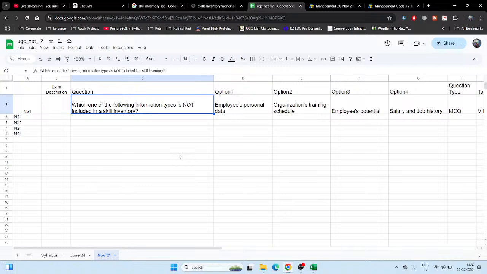Which one of the following information type is not included in skill inventory? Employees' personal data, organization's training schedule, employees' potential, salary, and job history. One thing we can understand is that as it is an HRM question, it relates to the employee skill database they want to make of the user's skill. So yeah, the organization's data will not be included, but the employees' data will certainly be gathered.